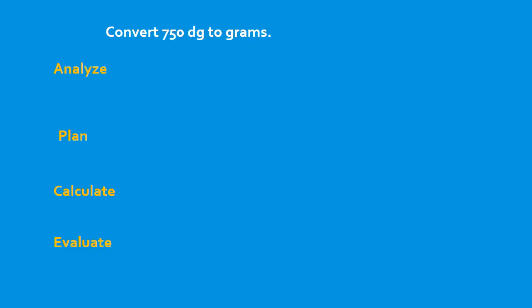Okay, so let's look at this question. We want to convert 750 decigrams to grams. So the first thing we need to do is analyze. What are we given? We know that the mass is 750 decigrams, and we want to find the mass in grams.